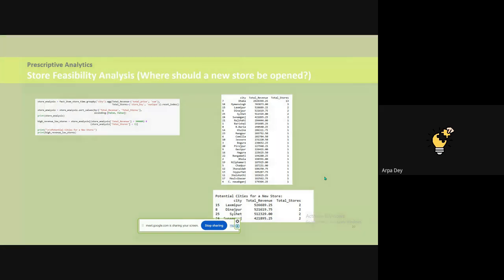Here is store feasibility, whether a new store should be opened in this area or not. From this chart we can see that Dhaka has the most stores in our retail chain, and it is also in the top position in revenue. But the cities Lakshmipur and Dinajpur don't have that many stores, yet on the basis of revenue they are doing really well. So if we want to open a new store, we can definitely check these areas for our plan.